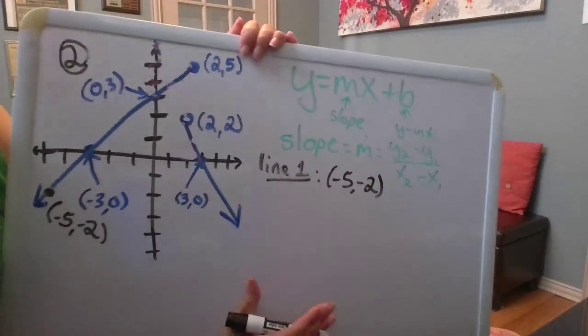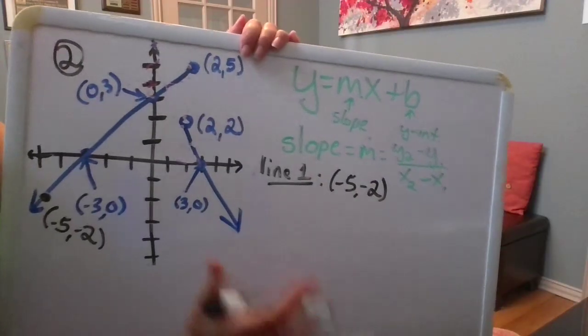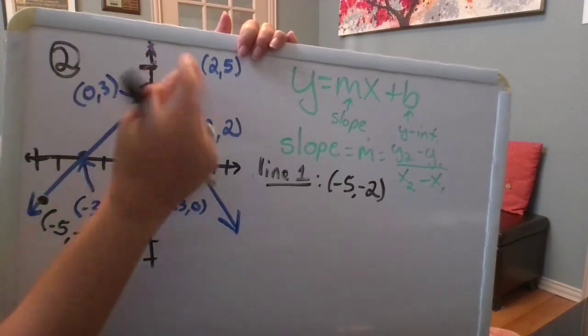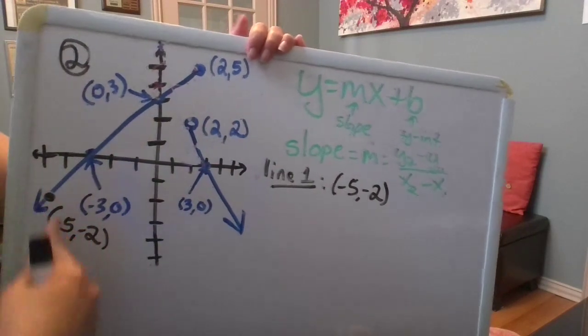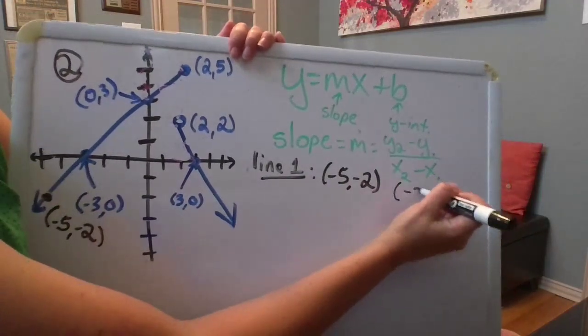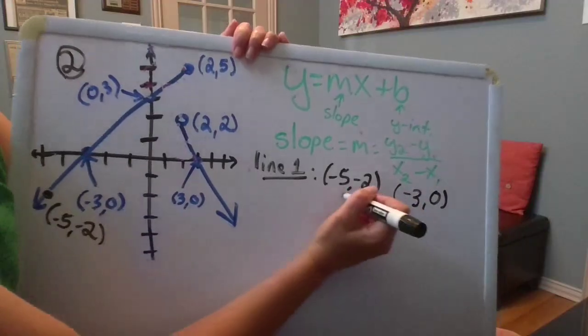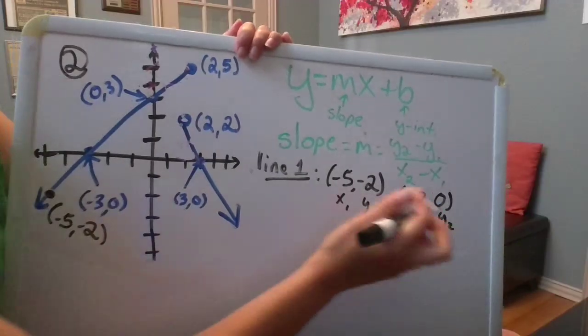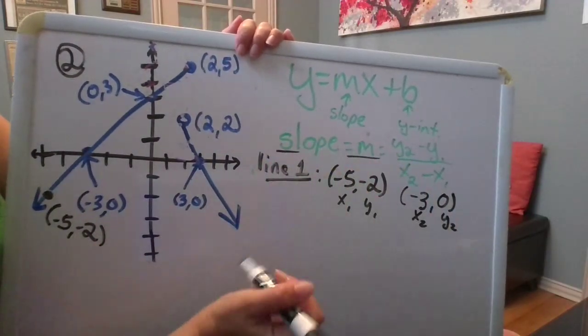But then there's a lot of confusion, it seems, for the second point. We could use anything we want. So I could have just used these 2 points. Or how about I'm going to use this -5, -2, and then -3, 0. And let me label these my x1, y1, x2, y2. So I'll be using the slope equation first.